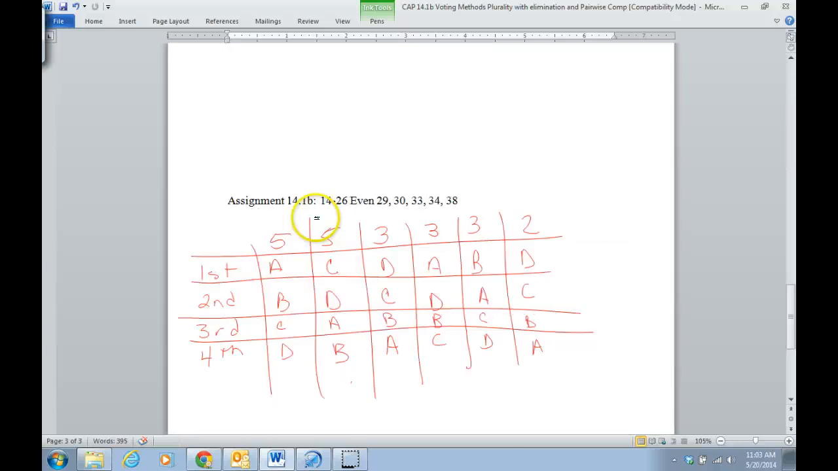Okay? Is the second part of assignment 14.1, and now notice it says 14 through 26 on my sheet. Your sheet says 16 through 26, so keep it 16. It should be 16. Okay? So, and then the rest of it's correct.